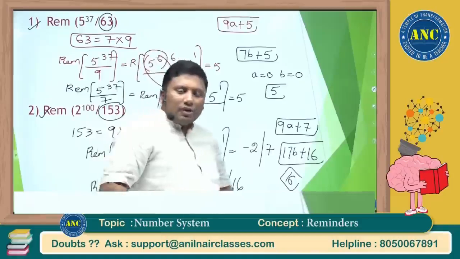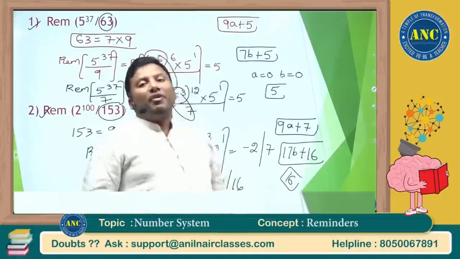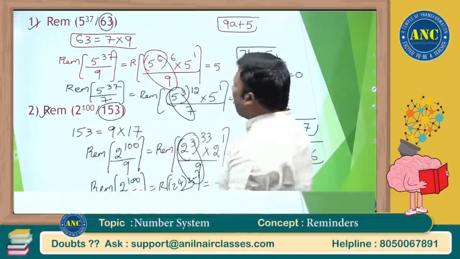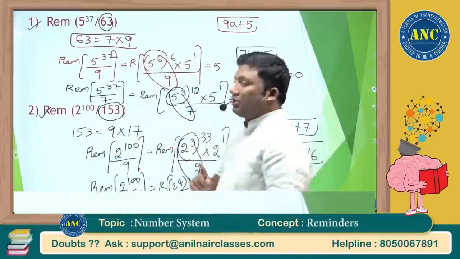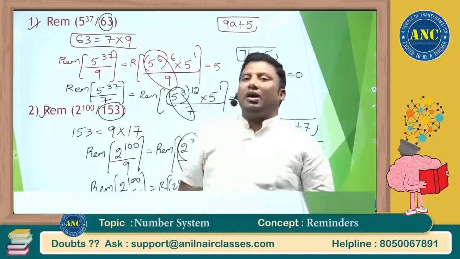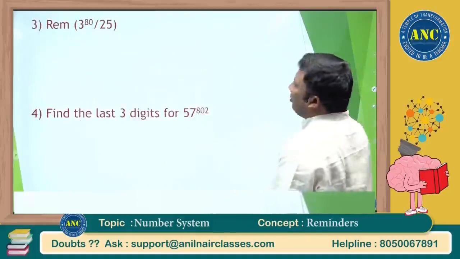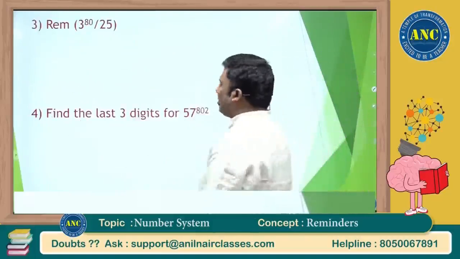Sir, what if it is the square of a prime number or a cube of a prime number? You can eliminate a lot of incorrect answer options. If the denominator is a square of a prime number or a cube of a prime number, then you can probably eliminate answer options.